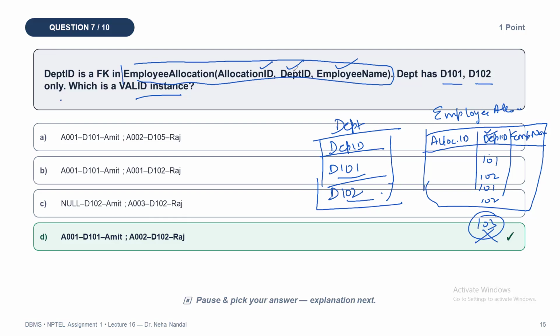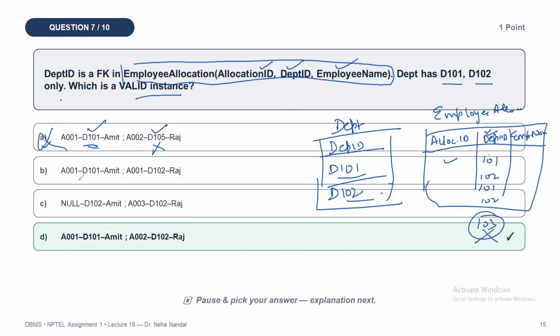So which one is the valid instance that we have to check out? Let's check one by one. The first one is A001, D101, Amit. Two values are given over here. A101 is the allocation ID. So D101 is existing, that is okay, that can be there. D105 is not existing, it is not at all our department, so it cannot be our answer.